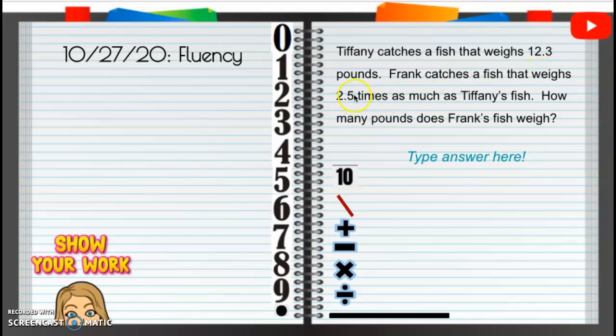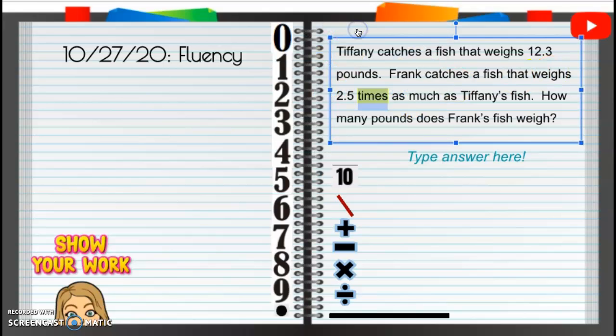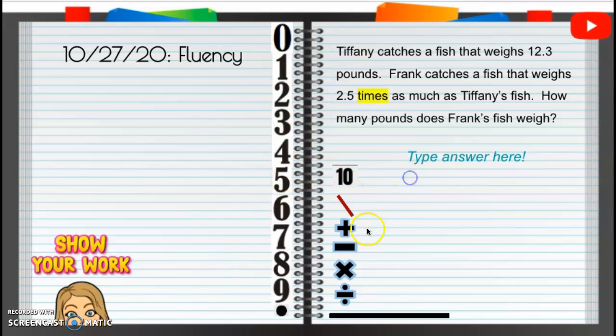So if it says it weighs 2.5 times, well, that's going to tell us right then and there that we are going to multiply. All right, when we are multiplying, do we have to line up our decimals? No, we don't. We are going to line it up pushed towards the right. So we're going to line it up to the right.